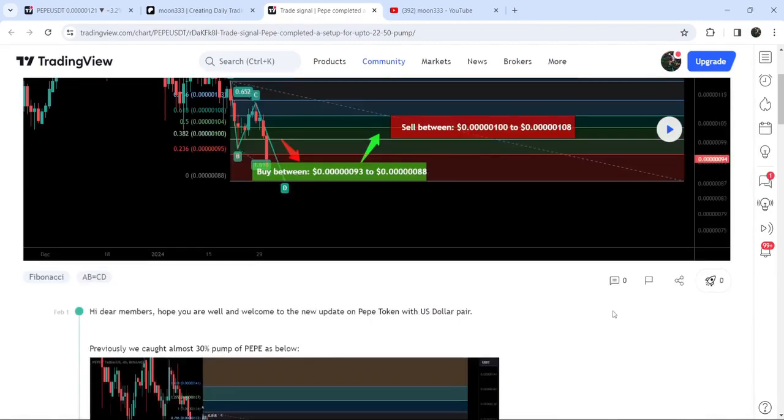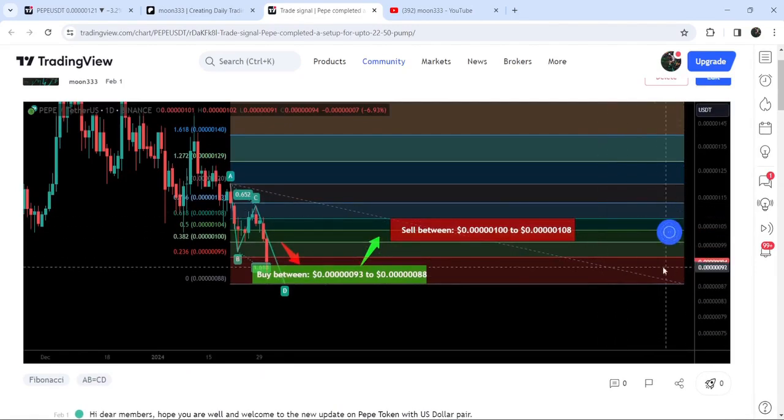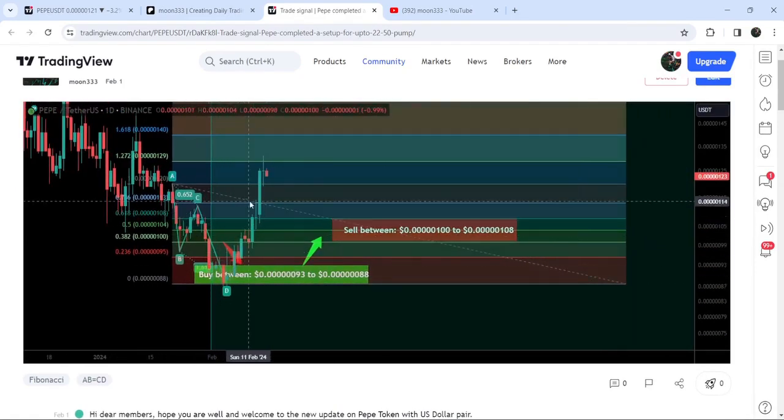And now if I play this chart, then you can see that the price then started a very massive reversal from this buying zone and rallied beyond the sell target zone. And so far, it has pumped almost 50%.